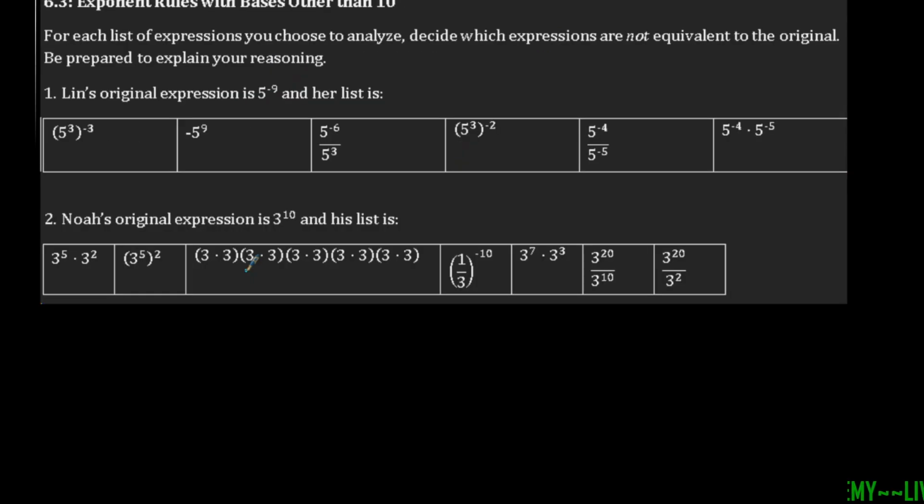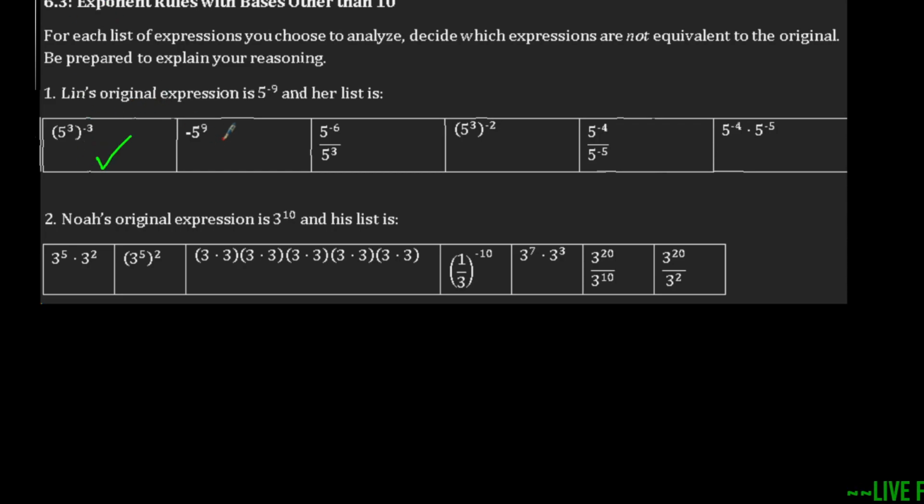Then for the next part, it says exponent rules with bases other than 10. So this is what we've been practicing, but let's make sure we can get this solidified. It says for each list of expressions you choose to analyze, decide which expressions are not equivalent to the original. So it says Lin's original expression is 5 to the negative 9 power, and it gives a list of values. So we're going to say, for this first one, it's good.